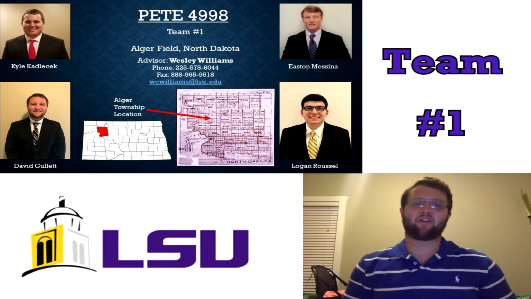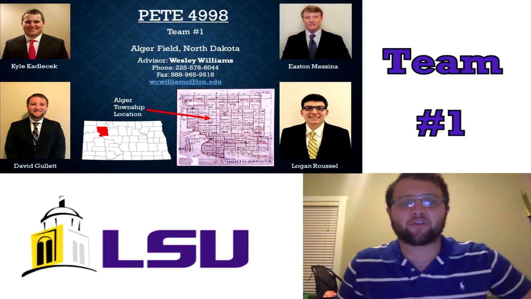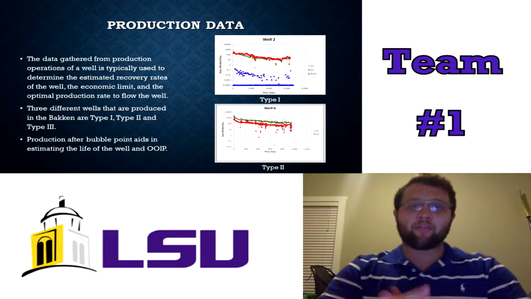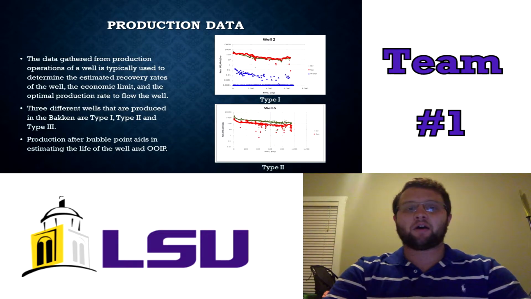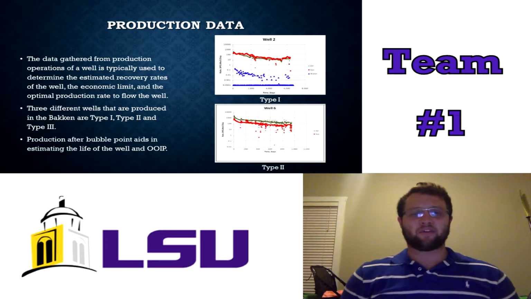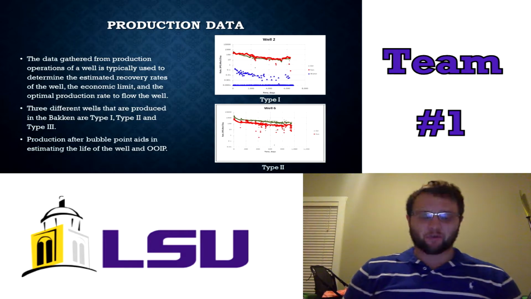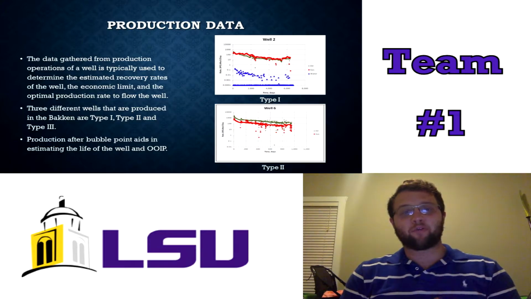We're basing our research today on the Algiers Field in Montreal County, North Dakota, and we're presenting our research on production optimization through recompletions. The Bakken has three different types of reservoirs: Type 1, Type 2, and Type 3. Petroleum engineers can take production data of each well and implement the data into computer software such as Harmony to calculate other parameters of the well. With the software, we can find oil in place, production life of the well, economic limit of our well, and we can also see if it is economically feasible for us as engineers to recomplete this well.